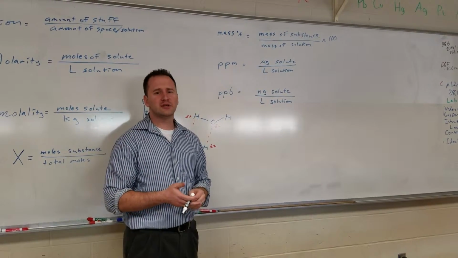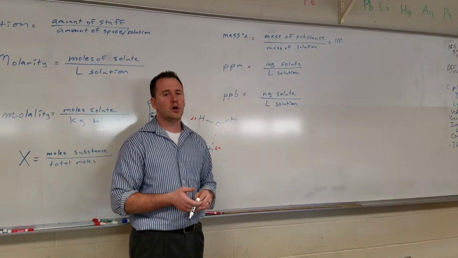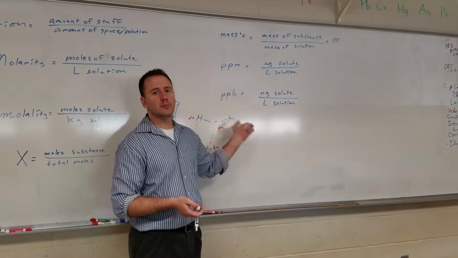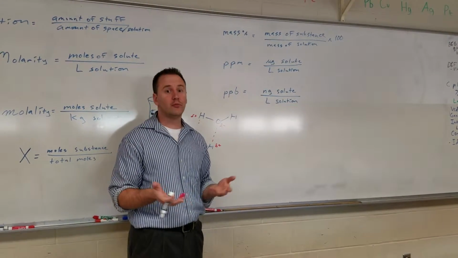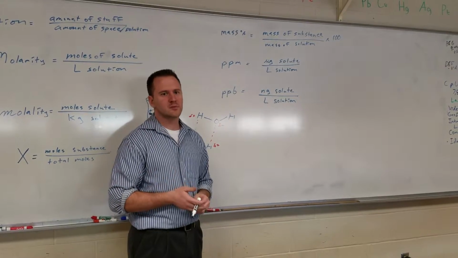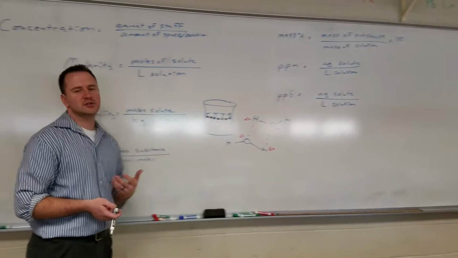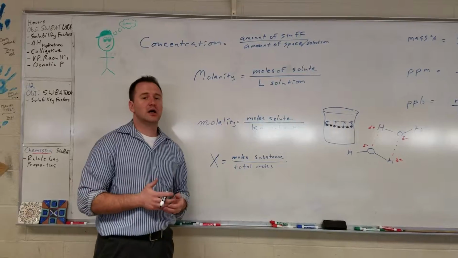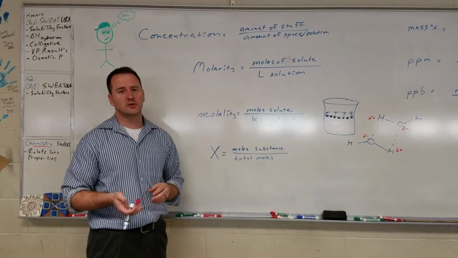Like if you were doing pool testing, you're looking for chlorine concentration in your water, would probably be parts per million, and then parts per billion would be, hopefully parts per billion, if you were looking at the amount of arsenic in your drinking water. So each of these types of concentration calculations have a purpose, and we'll go over each one individually in subsequent videos.